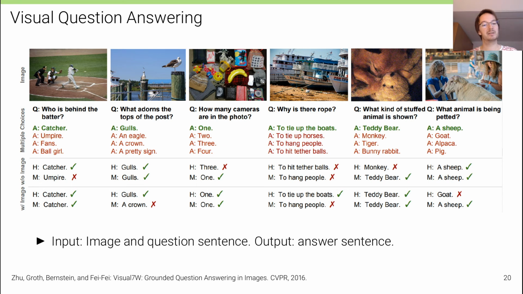So in this case, the input is an image and a sentence. So we have a fixed length input and a variable length input, and the output is either an answer sentence or it's a multiple choice answer where the output is then a fixed length vector. It's just a classification vector.